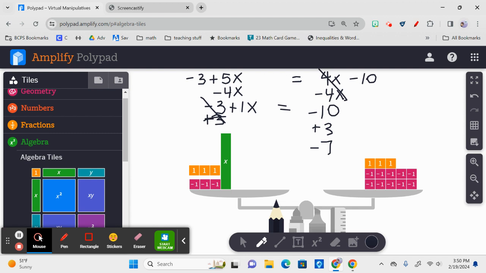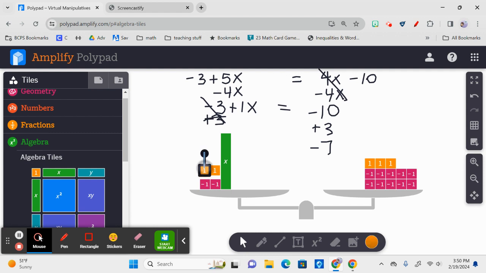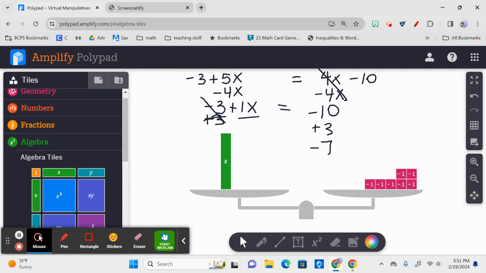On my scale, it doesn't quite look like that because I've got a bunch of 0 pairs. If I have a 1 and a negative 1, those cancel each other out and make 0. You can see I can remove those and it doesn't change my scale at all. So I can remove all of those 0 pairs and it does nothing. Now I've got that 1x I was talking about, and I can get rid of these 0 pairs and my scale will stay balanced. It's not doing anything to my scale because I'm just removing zeros.